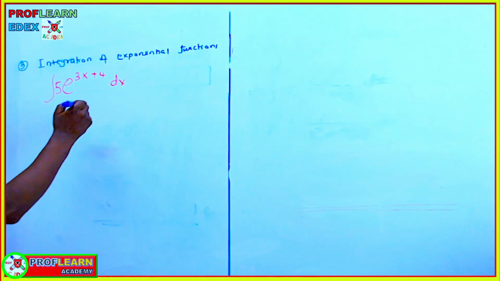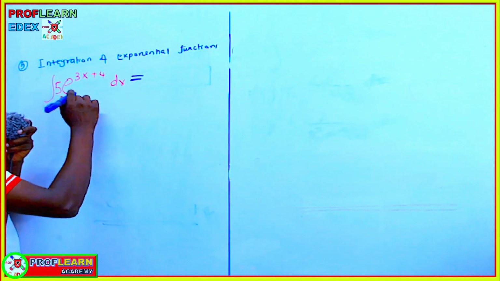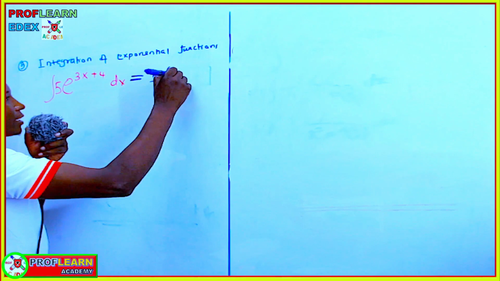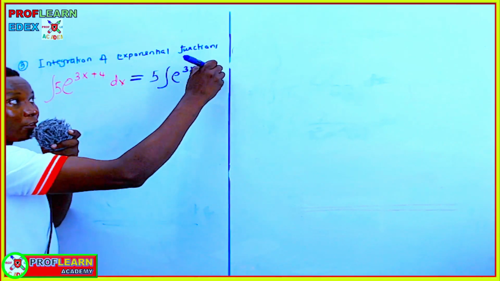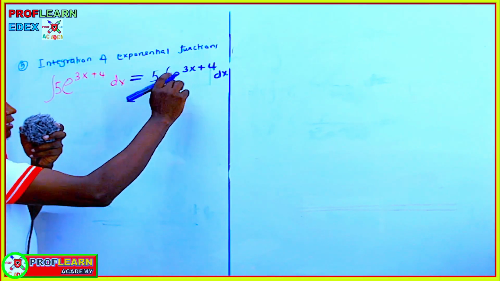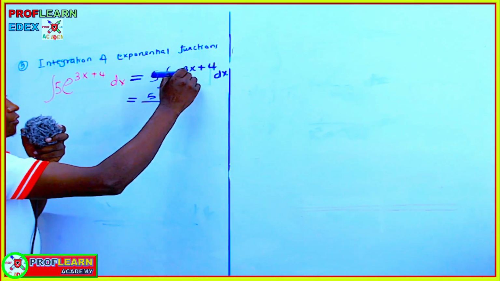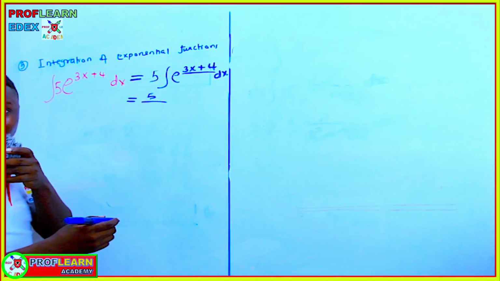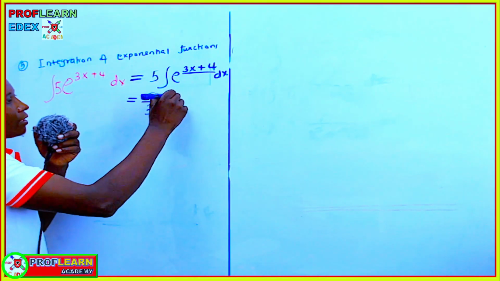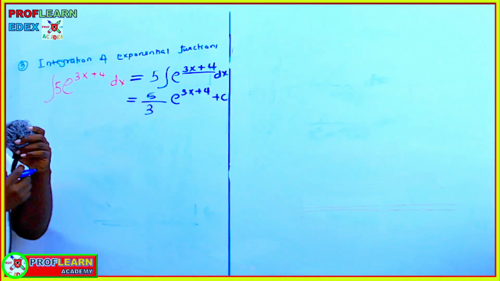Now, integrating an exponential function, this is what we're going to do. If you are having this kind of scenario, we're going to factor the 5 out so that we are integrating e to the 3x plus 4 with respect to x. So if you integrate this, you are going to get 5 over the differential of the exponent. Differentiating the top, what are you going to get? You are going to get 3. So you are going to say 5 over 3, e to the 3x plus 4. That is exactly what you do in order to work out this question.